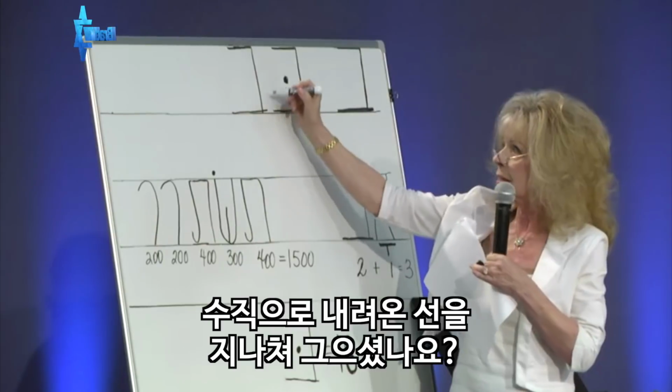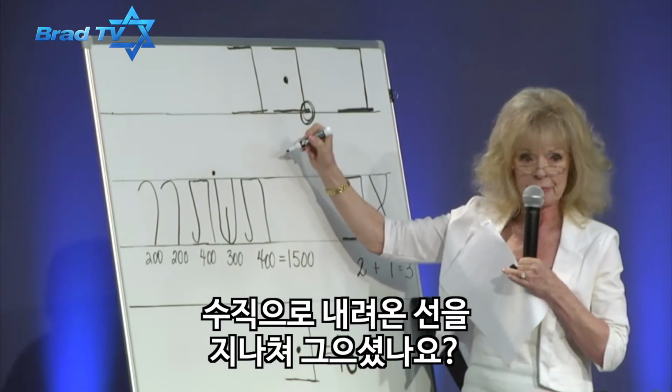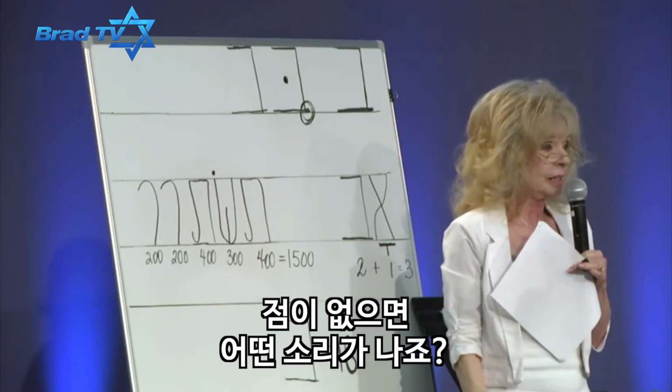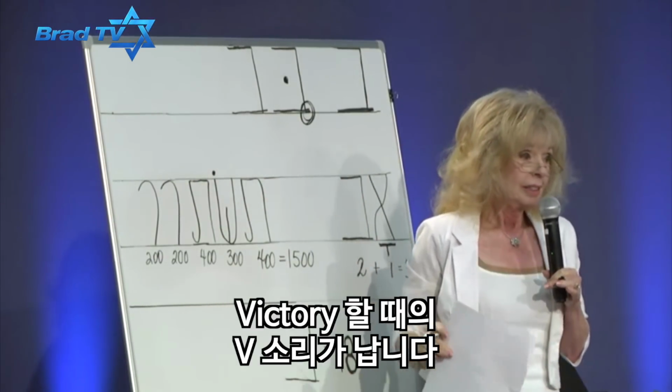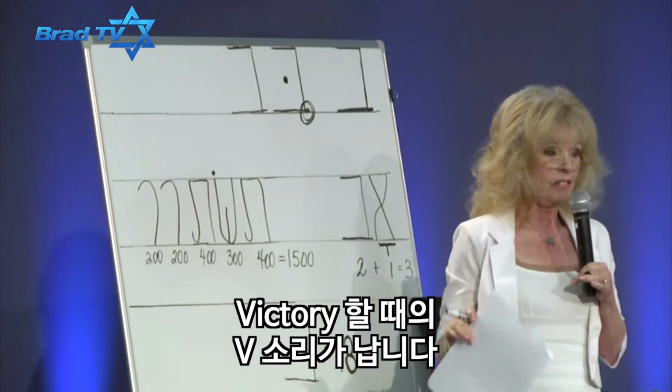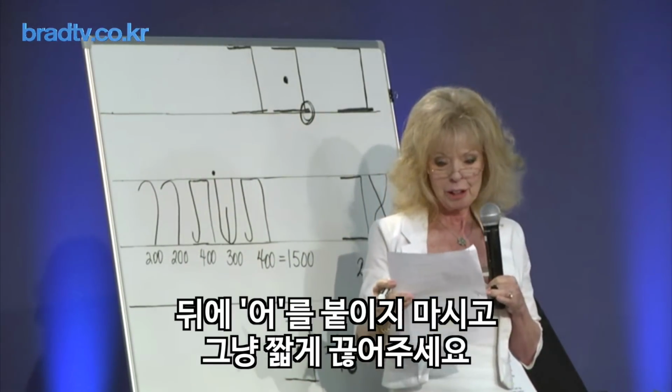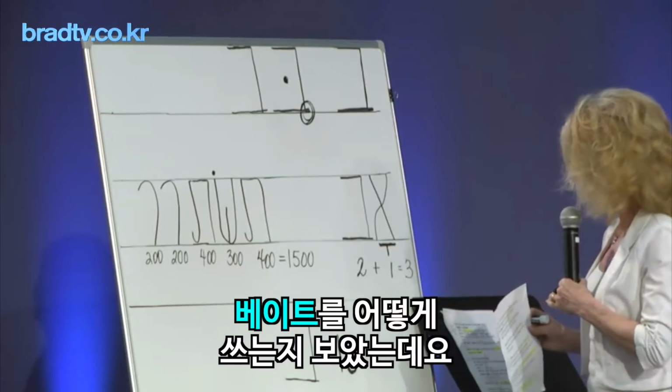Did you go past the line that comes down vertically? Very important to do that. Okay, without the dot, what's it going to say? V. It's going to make that V as in victory, okay? But no, just V. Okay, good. So that's how we make that letter.